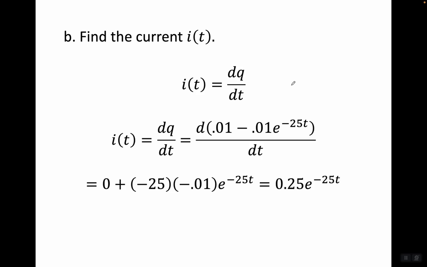Find the current, I of t. Okay? Turns out that the current is just the derivative of Q, the charge. So I of t is going to be dQ/dt, which is the derivative of 0.01 minus 0.01 e to the negative 25t. This is pretty easy to figure out. The derivative of 0.01, that's 0. And the derivative of this expression, you're going to get negative 25 times negative 0.01 times e to the negative 25t. In other words, it's just going to be 0.25 times e to the negative 25t.